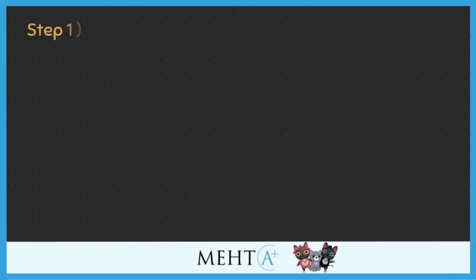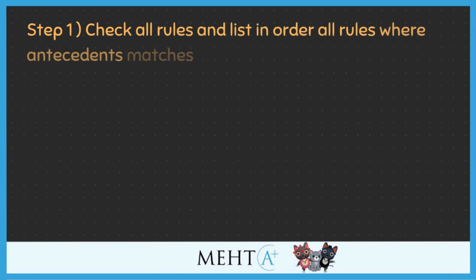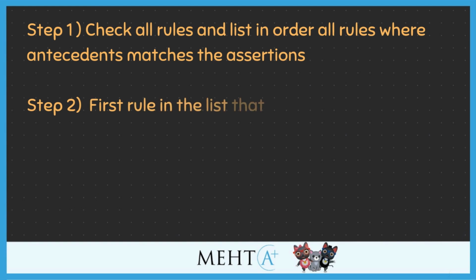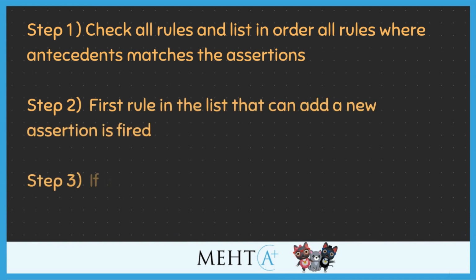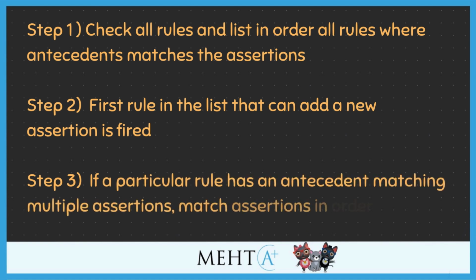Step 1. Check all rules and list in order all rules where antecedents match the assertions. Step 2. First rule in the list that can add a new assertion is fired. Step 3. If a particular rule has an antecedent matching multiple assertions, match assertions in order.